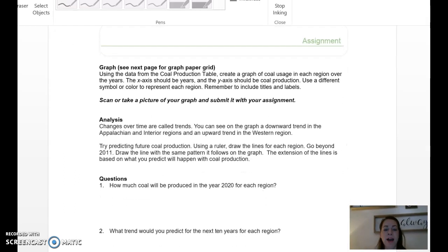Next, we're going to get to the graph. It says, using the data from the coal production table, so again, the data from up above, create a graph of coal usage in each region over the years. The x-axis should be years, and the y-axis should be coal production. Use a different color or symbol to represent each region. Remember to include titles and labels. So we want to do the graph before we even get to the analysis questions.